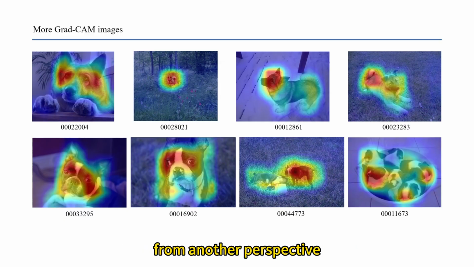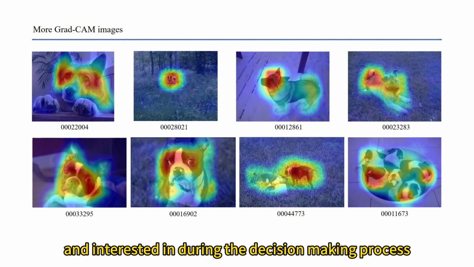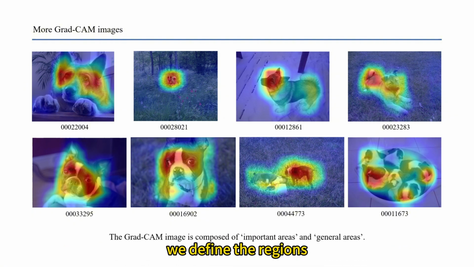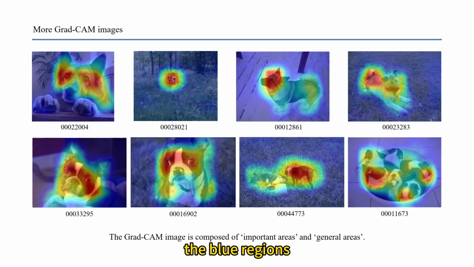From another perspective, we can understand the red areas as the regions that the model is more concerned about and interested in during the decision-making process. Here, we define the regions that these models are interested in as important regions, and similarly, the blue regions that the models are less interested in are defined by us as general areas.